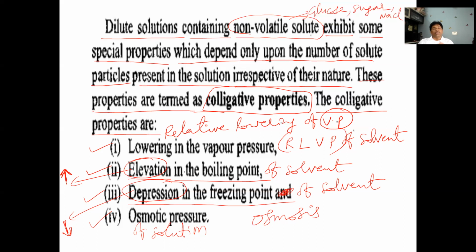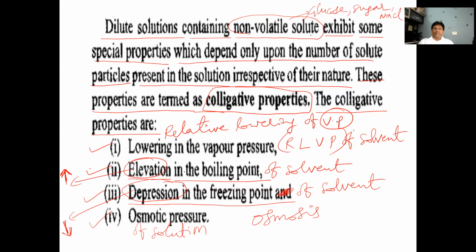Now, whose vapor pressure minus whose vapor pressure is equal to the lowering in vapor pressure here? Solvent minus solution, or solution minus solvent? What we take is solvent minus solution. Solvent vapor pressure minus solution vapor pressure is equal to the lowering in the vapor pressure. Is that clear? So how do we express the lowering in vapor pressure? Solvent vapor pressure minus solution vapor pressure. And this lowering in vapor pressure is directly proportional to what?